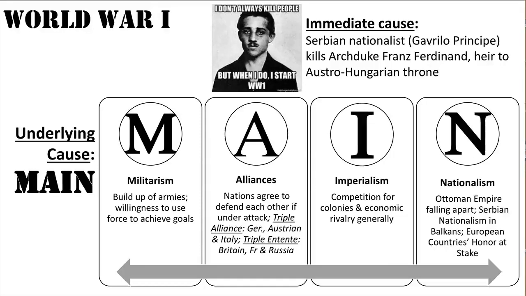And that's one of the big ones. So the two alliances are the Triple Alliance, which is Germany, the Austrian-Hungarian Empire, and Italy. They're in the Triple Alliance, versus the Triple Entente. The Triple Entente is Britain, France, and Russia. So it's the Triple Alliance, the Allies, versus the Triple Entente.